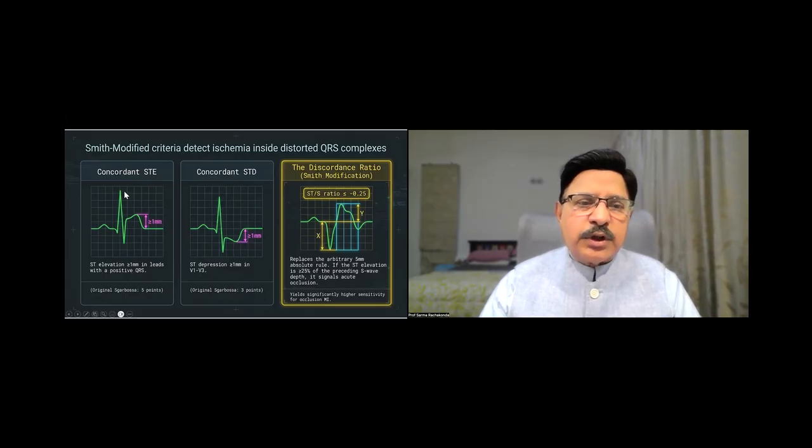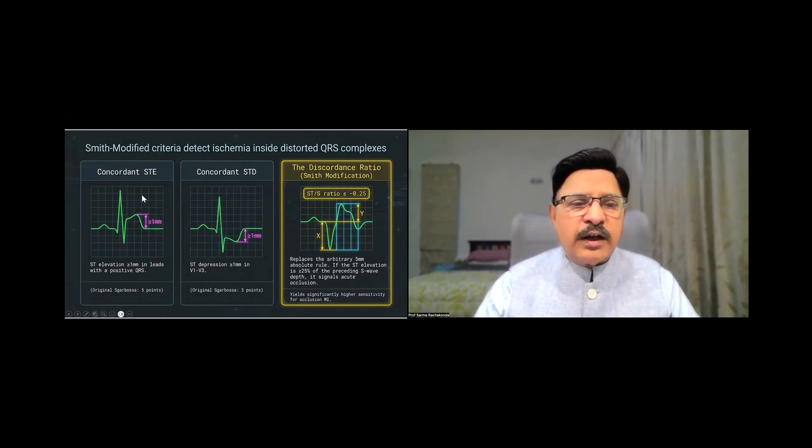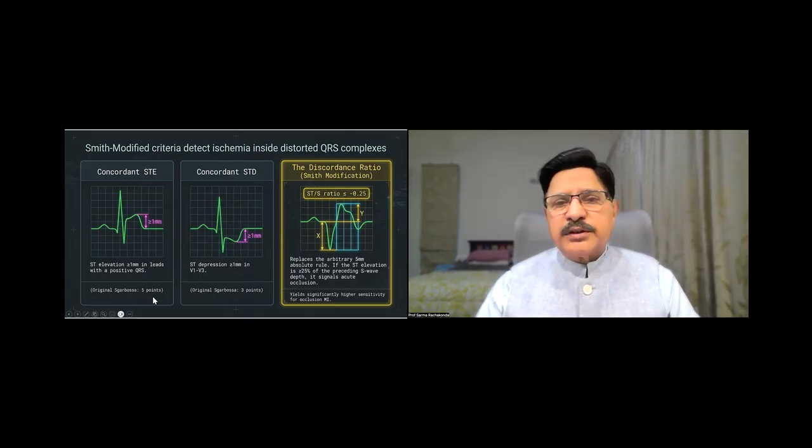This is a lead with a positive QRS. R wave is there. ST elevation is there. Measure the ST elevation from the base. It must be more than 1 millimeter. This is called the concordant ST elevation. Original Sgarbossa scale: 5 points.